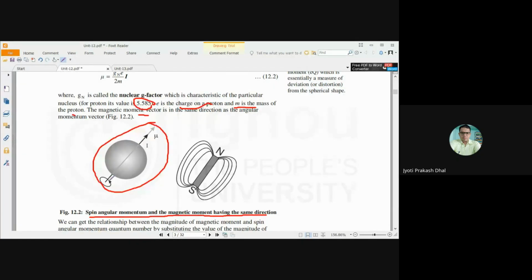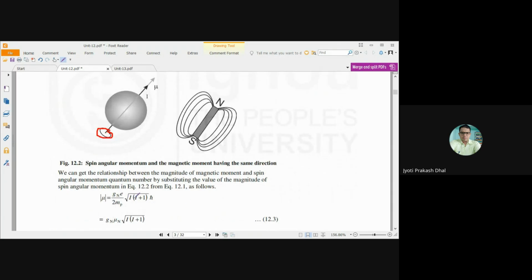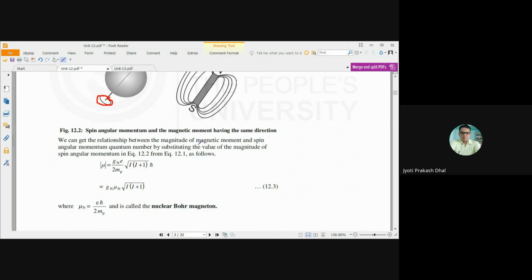Around its own axis in a particular direction, either clockwise or anti-clockwise, then it will possess one overall magnetic spin, and similarly the overall magnetic spin has the same direction as that of the magnetic moment. We can get the relationship between the magnitude of magnetic moment, that is the modulus of mu, and spin angular momentum quantum number by substituting the value of magnitude of spin angular momentum in equation 2 and 1.